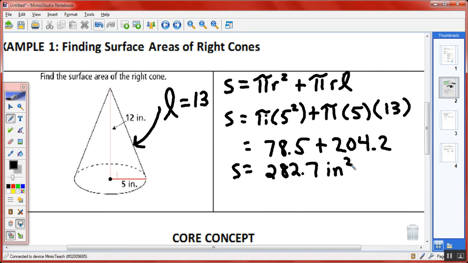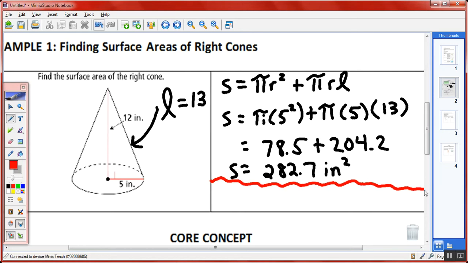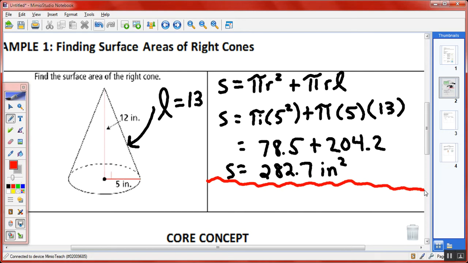Now guys, I want to show you something here quickly. I want to show you an alternative to this, because they may ask you to leave an answer in terms of pi. I'm not sure if they will or not. But let's just talk about this part right here in this set again. What's 5 squared, kids? 25. Do you agree that this is like 25 times pi? One way to express this would be 25 pi.